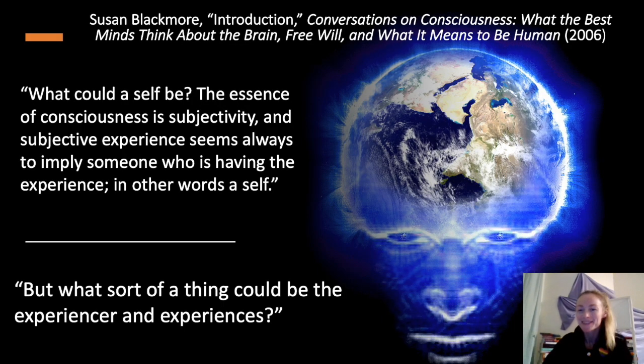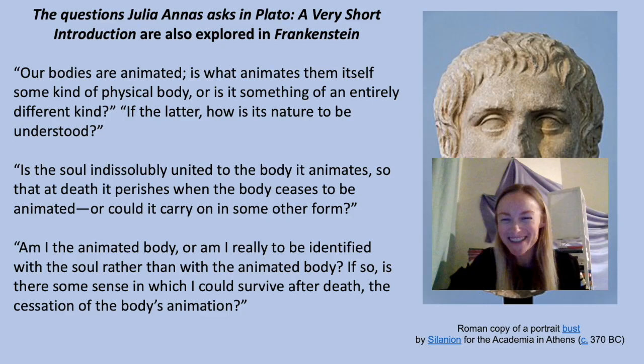And we look at the wildly amazing Susan Blackmore. Some of the questions that she asks about consciousness and selfhood in Conversations on Consciousness, in her introduction, she asks, what could a self be? The essence of consciousness is subjectivity, and subjective experience seems always to imply someone who is having the experience, in other words, a self. But what sort of thing could be the experiencer of experiences? I love that. So again, this is precisely what Mary Shelley asked in Frankenstein. These are more questions that apply so well to Frankenstein.